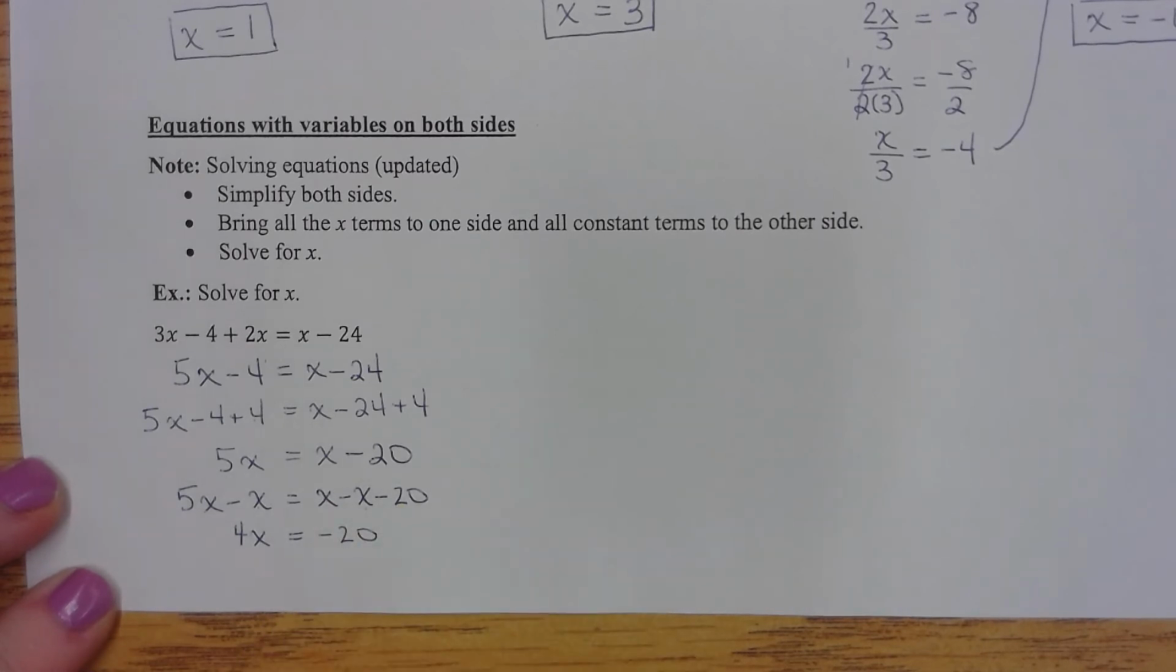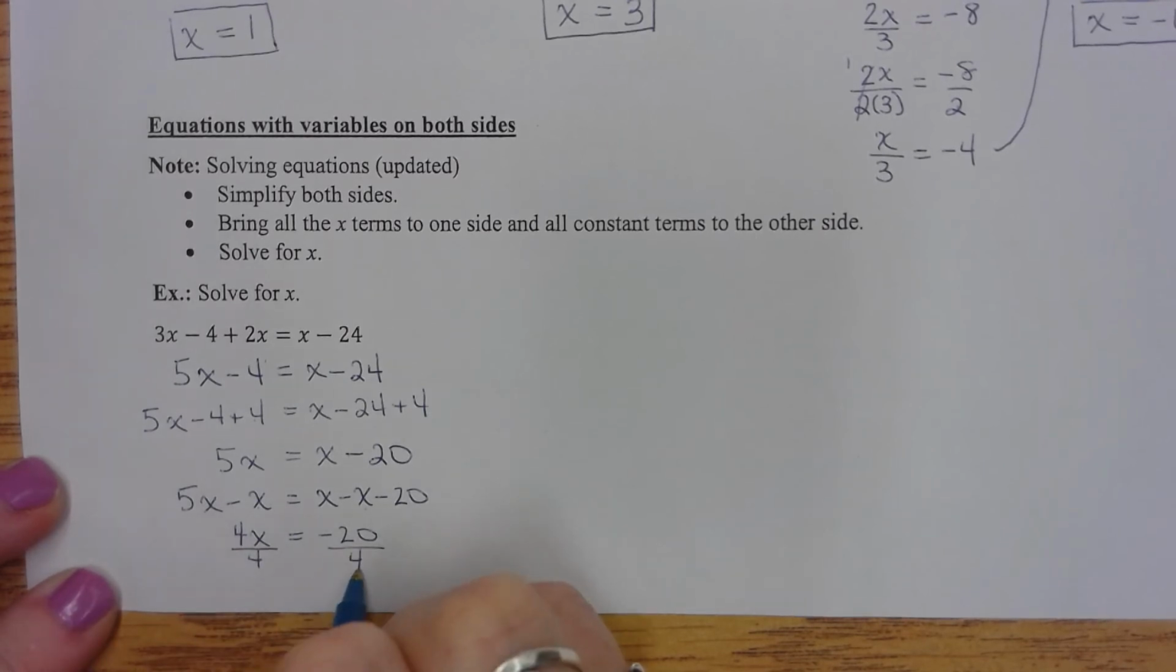And so my last step now looks just like what I had at the beginning. I have a one-step equation. So here I have 4x. It's being multiplied. To get rid of it, I do the opposite operation, which is divide. And so I have x equals negative 5.